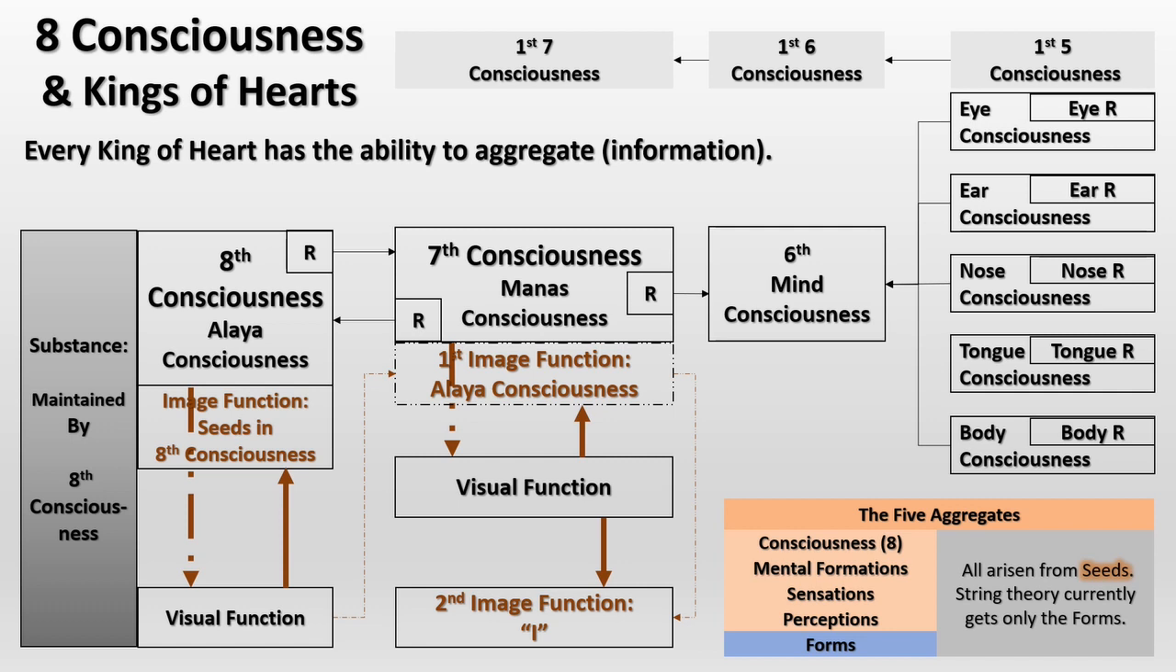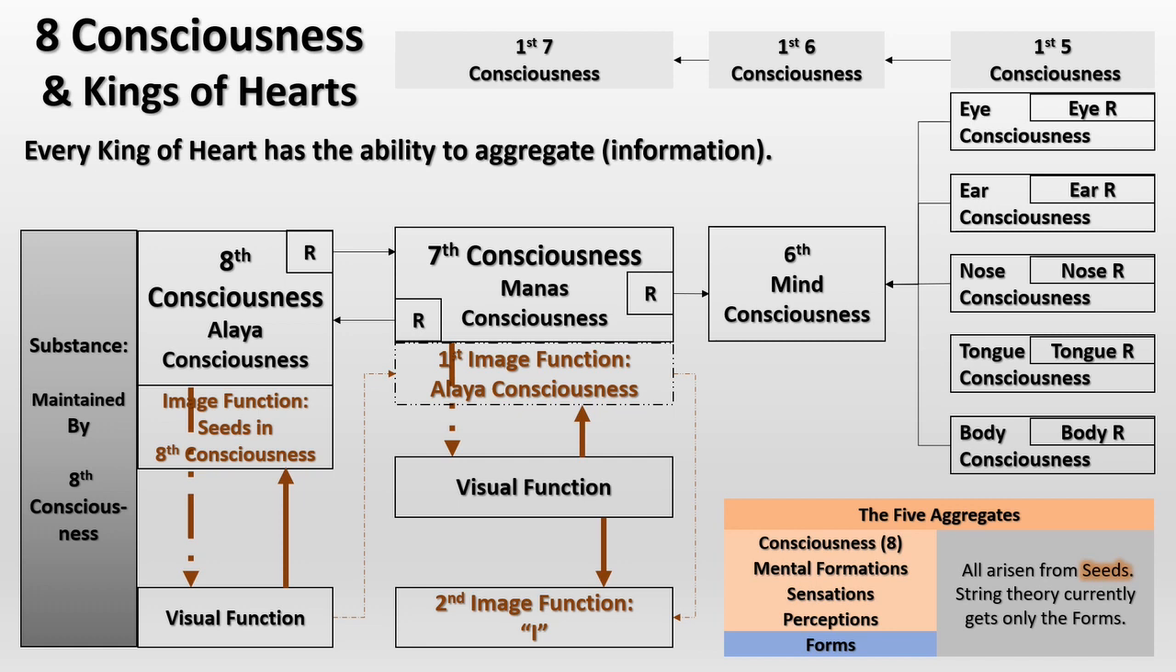7th consciousness is also known as Manas consciousness, which is the source of our feeling of I. In Yogacara Buddhism, every consciousness has a dependent root. Since the 7th consciousness is triggered by the 8th consciousness, it takes root in the 8th consciousness. But the 7th consciousness in turn becomes the root of the 8th consciousness. The 7th consciousness also creates a visual function which takes images of the visual function of the 8th consciousness as image function. This is the first image function. Additionally, the 7th consciousness creates another image function of I, which is its second image function. Therefore, the 7th consciousness has 2 image functions.